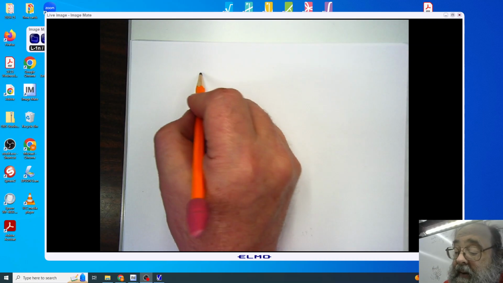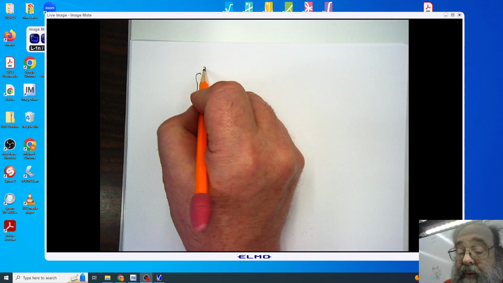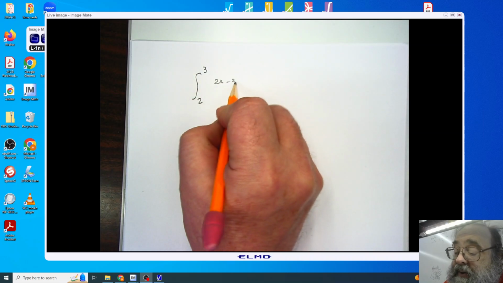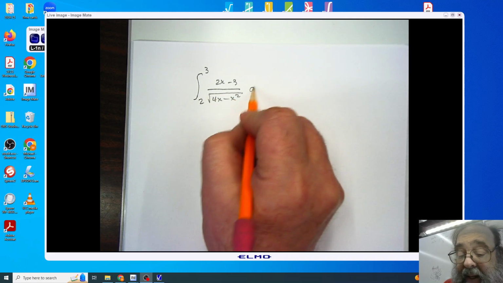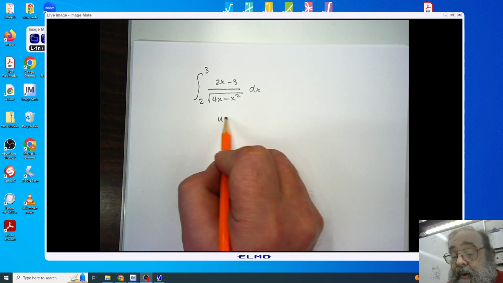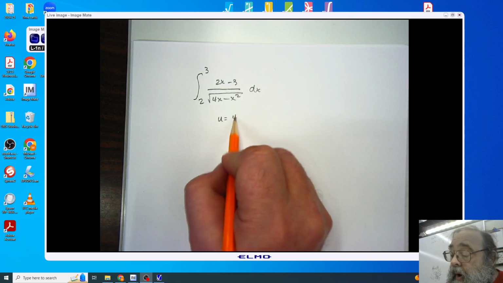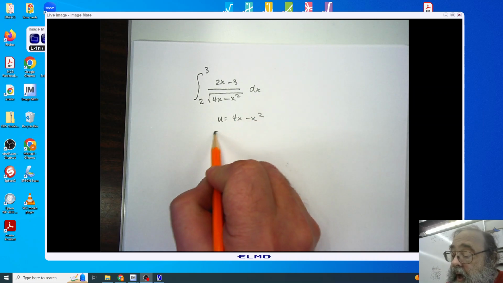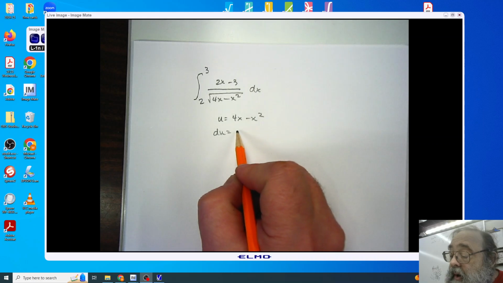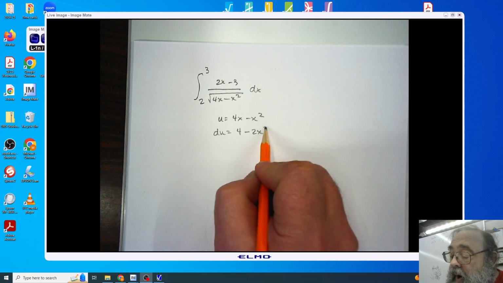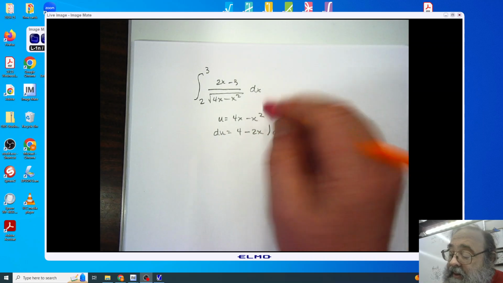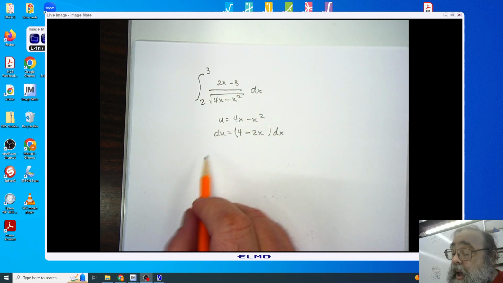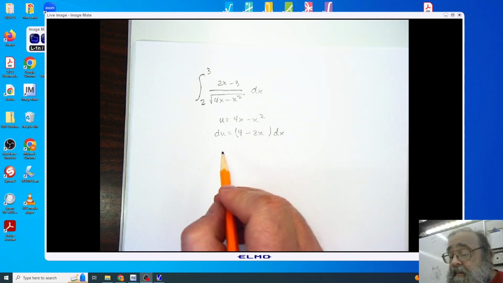This brings me to number 14. Number 14 is working with the integration from 2 to 3 of 2x minus 3 over the square root of 4x minus x squared dx. As I did before, I'm going to use u equals my 4x minus x squared. I'm going to get du equal to 4 minus 2x dx, minus 2x dx.